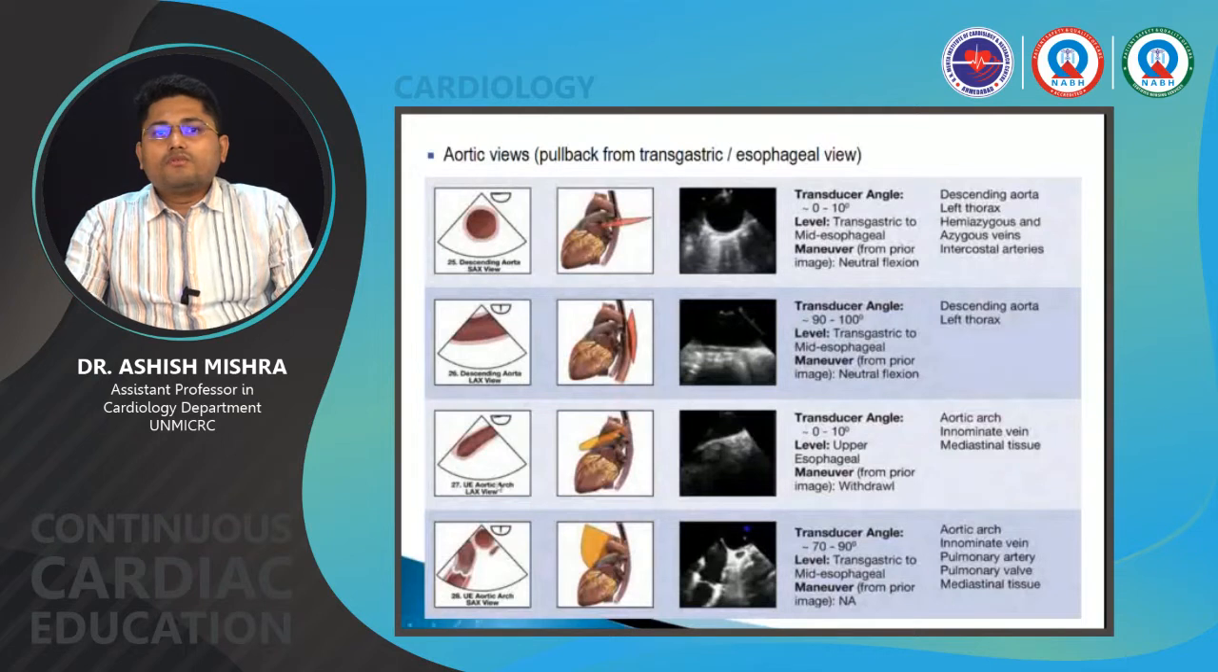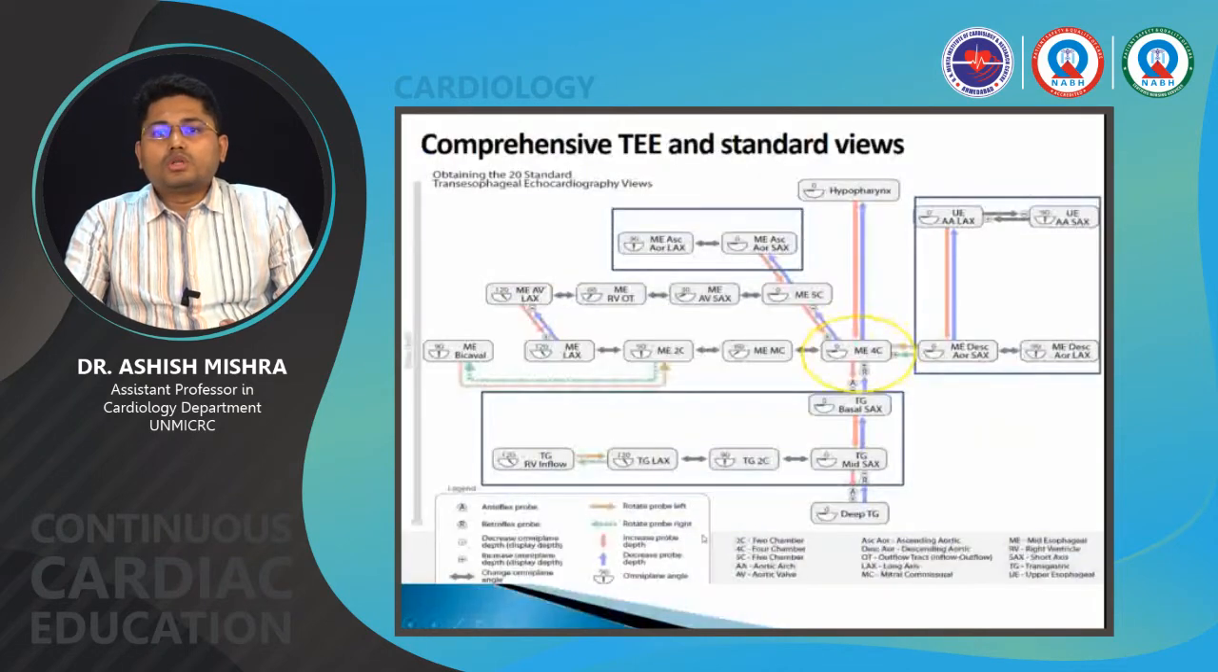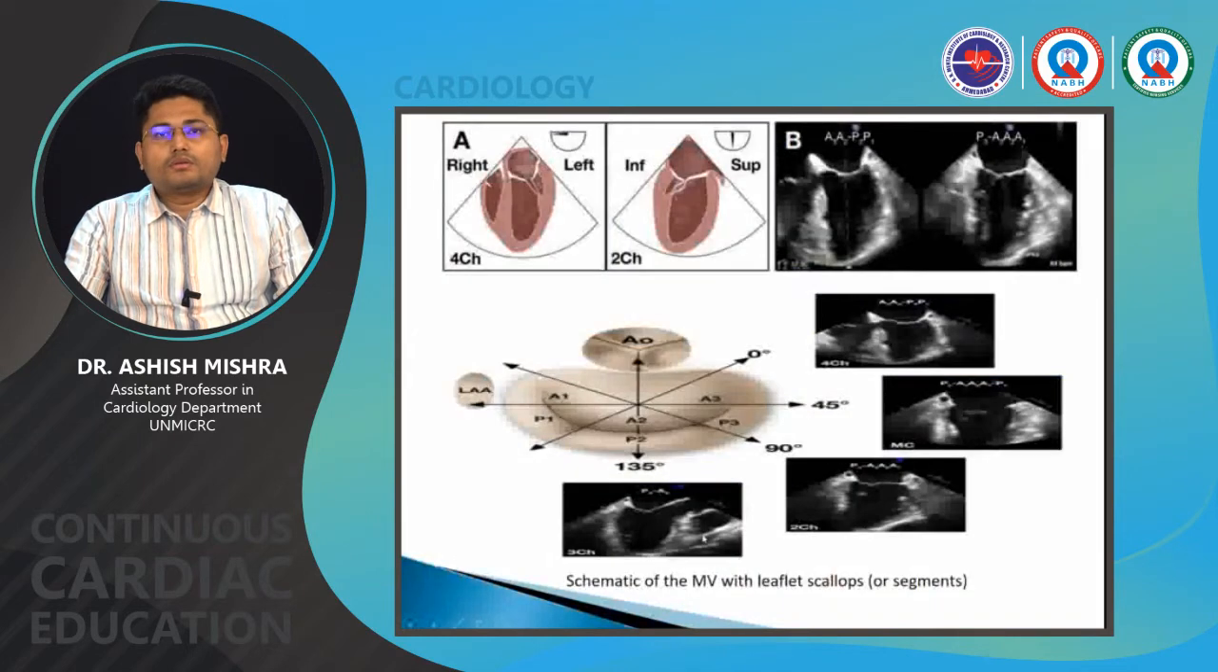Then we have the upper esophageal aortic arch view, where we can see the aortic arch and the innominate vein, by keeping the omniplane angle at 0 to 10 degrees. And the upper esophageal aortic arch view in the short axis, at an omniplane angle between 70 to 90 degrees, we can see the aortic arch, also the accompanying innominate vein.